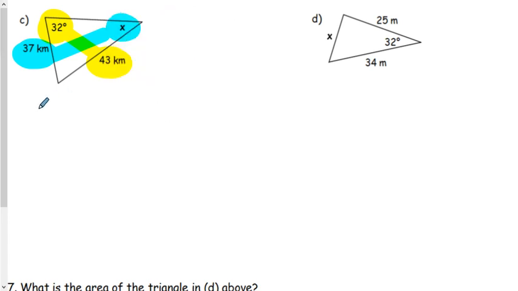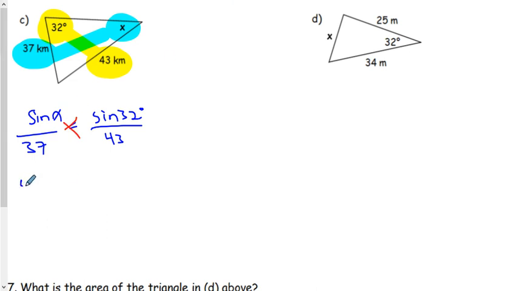Okay, so let's set it up here. I want to know, now remember, x is an angle in this case. So I need to write it with sine like that, right? Over 37. Now you might have written the other one first. It doesn't matter which order you put them in, right? Whether you put this one first on the left or this one on the right, doesn't matter. So sine of x over 37, and then we've got sine of 32 over 43. Now, cross multiply game.